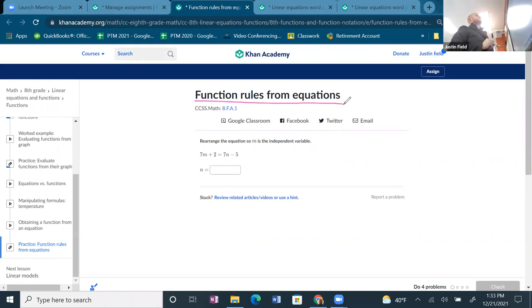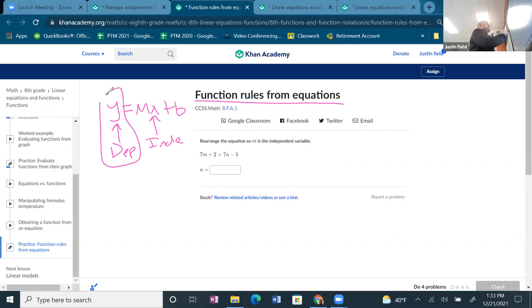When we have equations, we have two variables. One variable is called independent, one variable is called dependent. In our most famous equation, there are two variables, x and y. X is the independent, and y is the dependent variable. One thing I want you to notice about the dependent variable is it's the solved for variable.